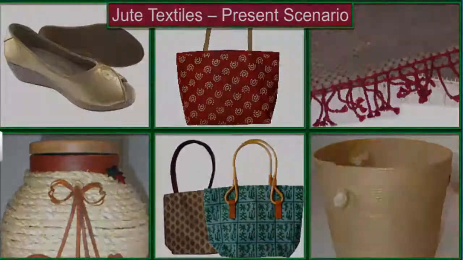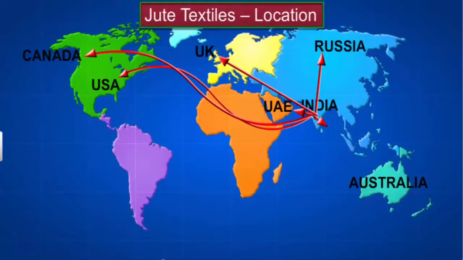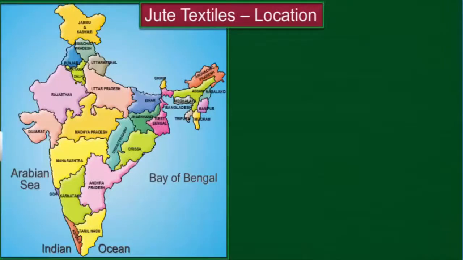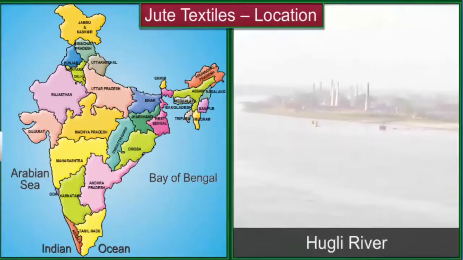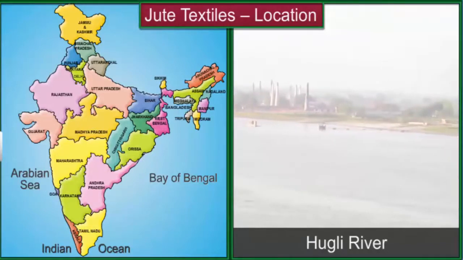India is the second largest exporter of raw jute and jute products in the world after Bangladesh. India exports jute to the USA, Canada, Russia, the UAE, the UK and Australia. India has around 80 jute mills, most of which are located in West Bengal along the Hooghly River. These jute mills are concentrated in a small strip of land that is 98 kilometers long and just about 3 kilometers wide.